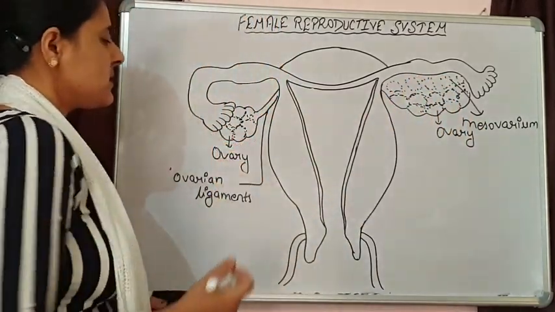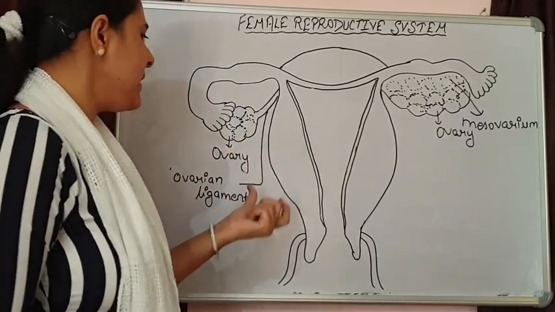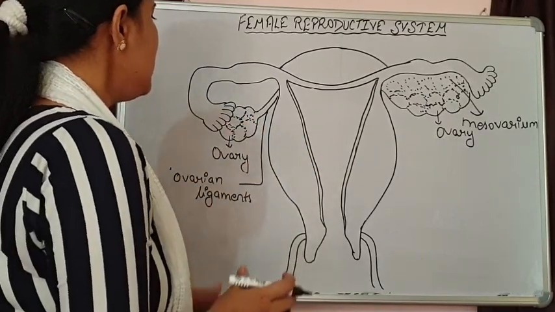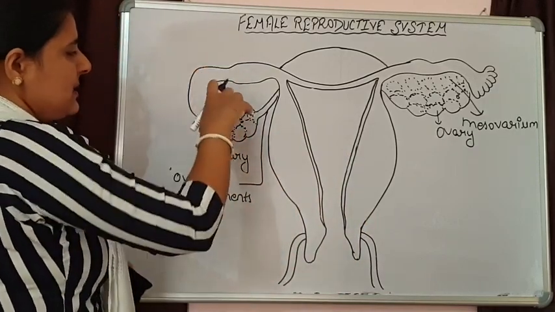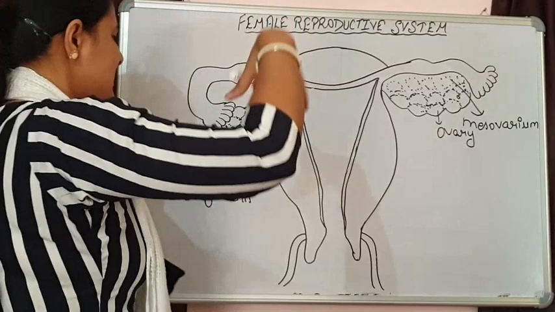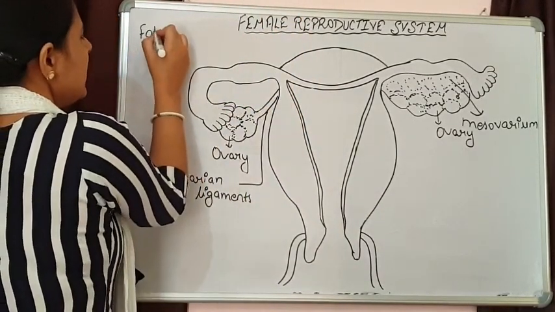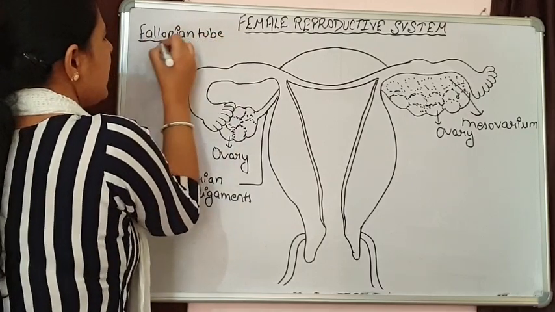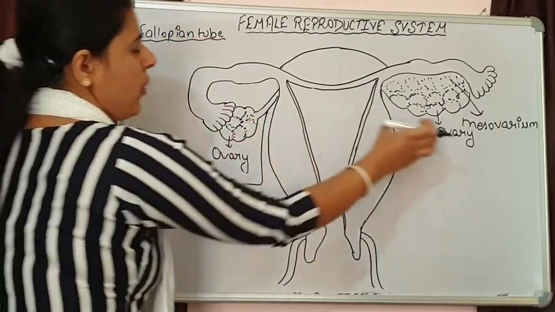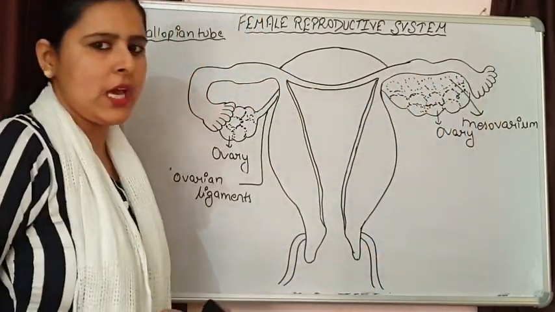And we have discussed the function. The structure of the ovary will be discussed in later videos. Now let's move on to the other structures. See, on the surface of the ovary a finger-like structure is present, and this whole structure is the fallopian tube. So two ovaries are present, and in the same way two fallopian tubes are present.